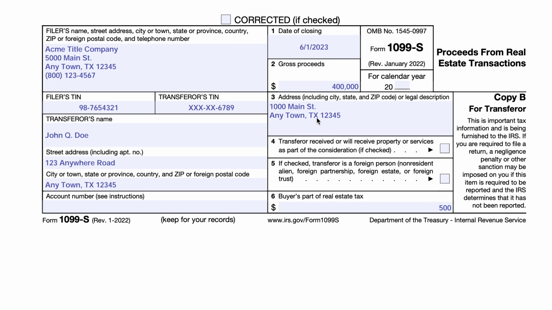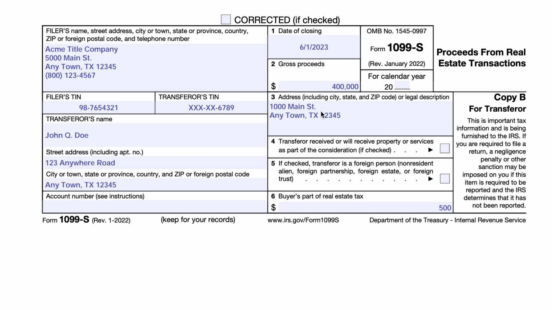So in box 3, we'll see the address of the property that was transferred. If the address is not sufficient by itself, you may also see a legal description. You may also see additional narrative, especially for timber properties. So for timber royalties, you may see something like timber royalties. For lump sum timber payments, you may see lump sum timber payment.